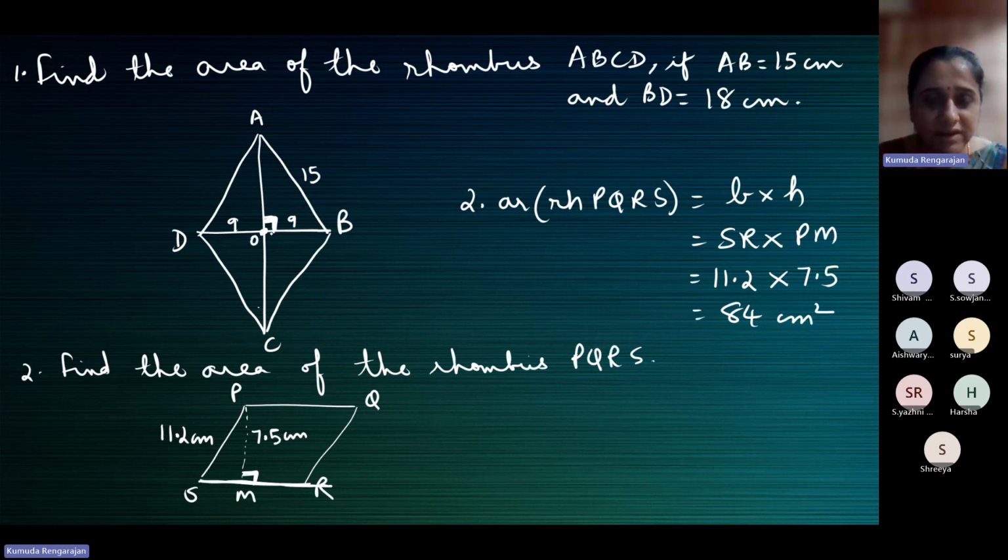Using Pythagoras theorem, we find AO, double it to get AC. And then half D1 D2, half into AC into BD will give you the area of the rhombus. While in the second one, we use the formula base into height. But the side on which the altitude lands is not given. But we know that all the sides are equal. So SR is also 11.2.